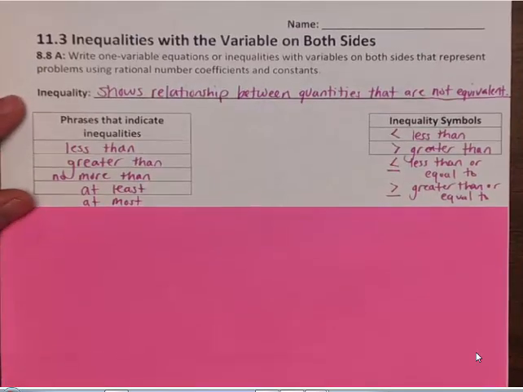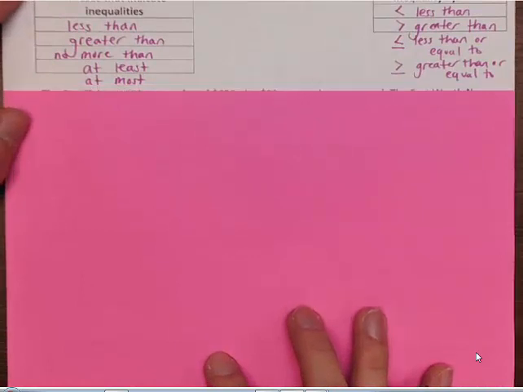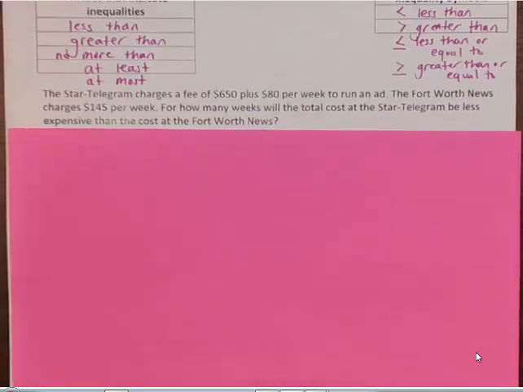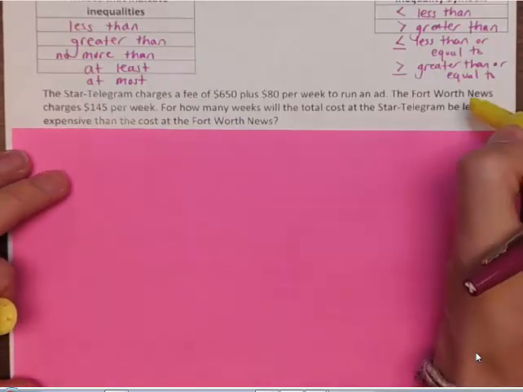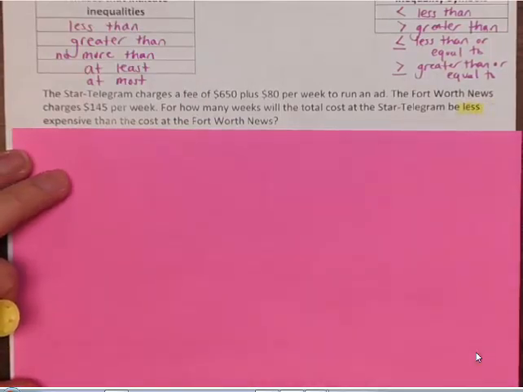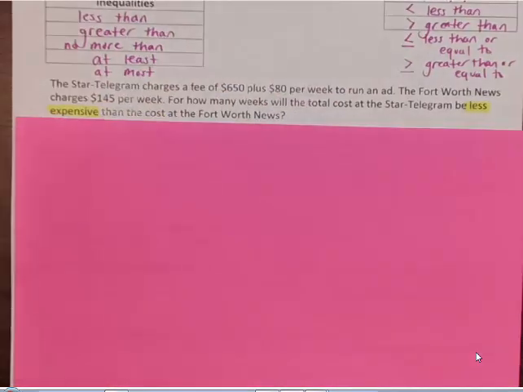So let's do an example from a word problem. It says the STAR Telegram charges a fee of $650 plus $80 per week to run an ad. The Fort Worth News charges $145 per week. For how many weeks will the total cost at the STAR Telegram be less expensive than the cost at the Fort Worth News? So first of all, in our sentence, we know that we're going to have to write an inequality because the question's asking us how many weeks will the total cost of the STAR Telegram be less expensive than the cost of the Fort Worth News.